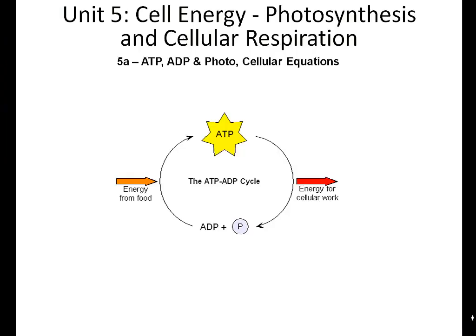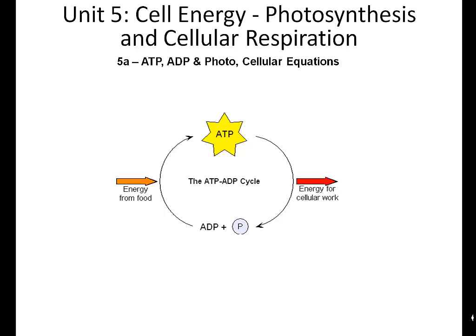Okay, what I'm going to do today is I'm going to do 5A. This is Unit 5 on cellular energy. We've already talked about the atoms that make up the four organic compounds for all living things. We've talked about cell organelles. We've talked about how we get material in and out of the cell.